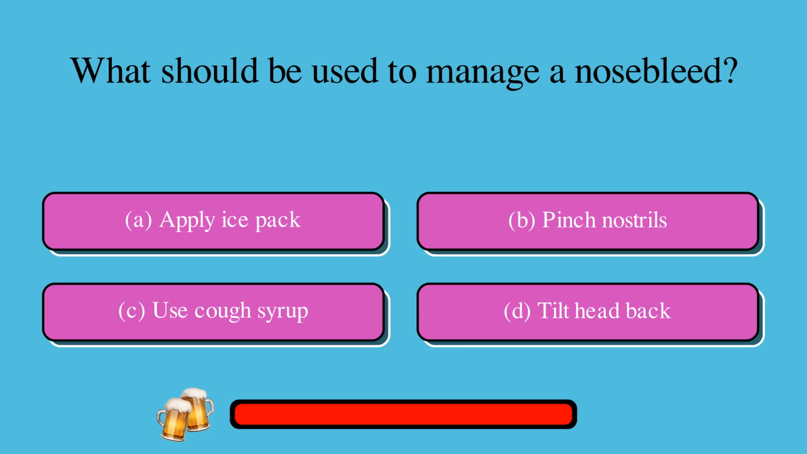What should be used to manage a nosebleed? A. Apply ice pack, or B. Pinch nostrils, or C. Use cough syrup, or D. Tilt head back? The correct answer is B. Pinch nostrils.